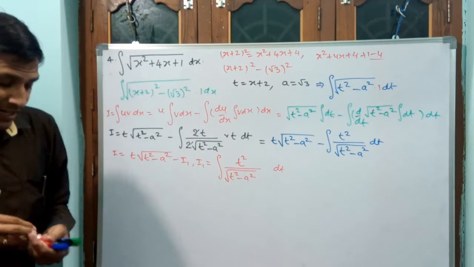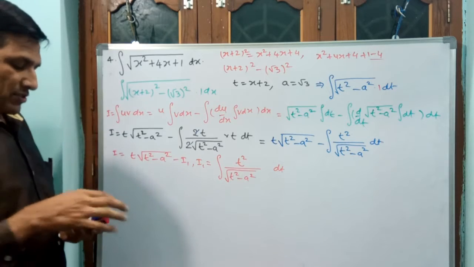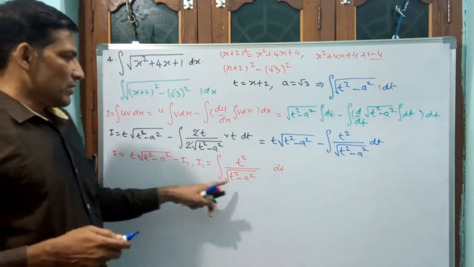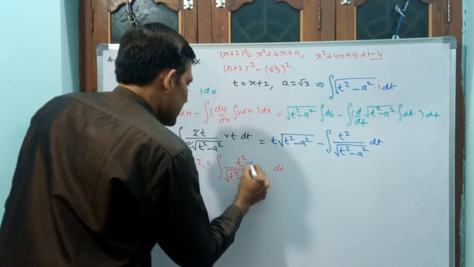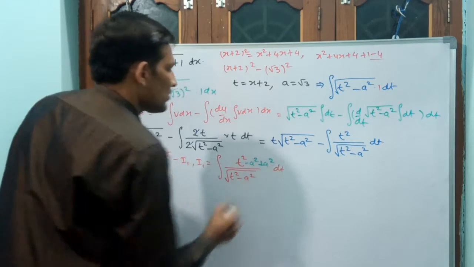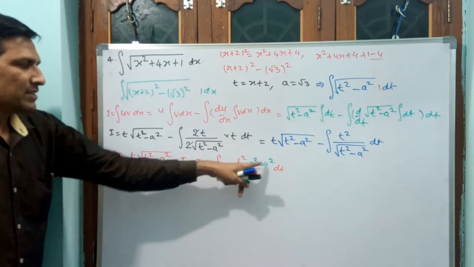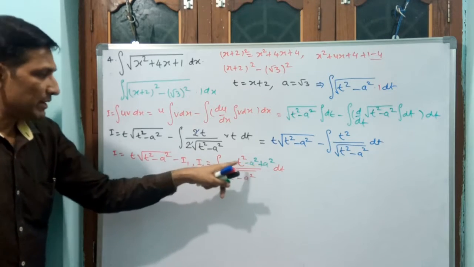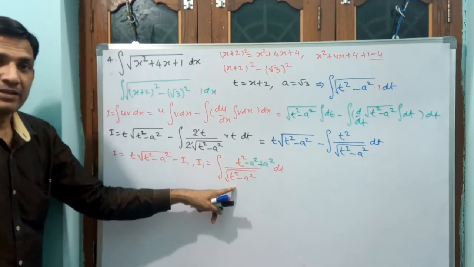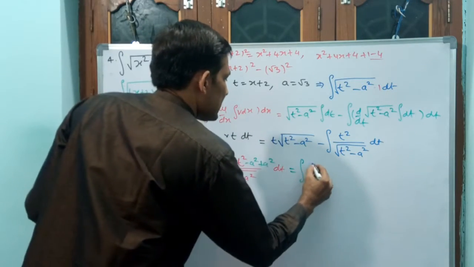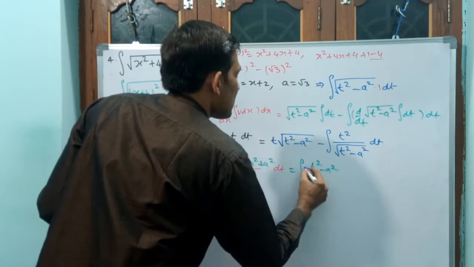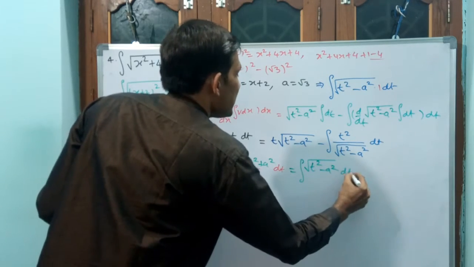But now slightly I am changing this. You see how I am changing. Denominator t square minus a square is there. What I am doing, I am writing minus a square plus a square. Is it okay? Minus a square plus a square, both are going to get cancelled, but t square minus a square I want to separate. Okay, see what is going to happen. That is equal to integral square root of t square minus a square dt.